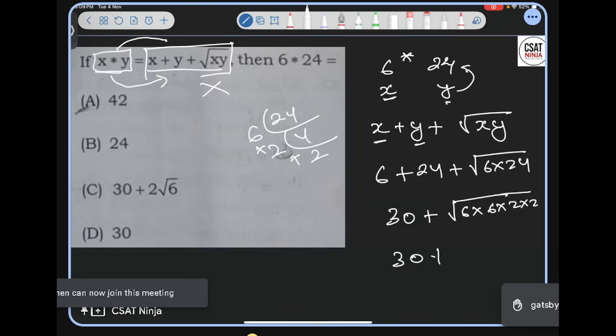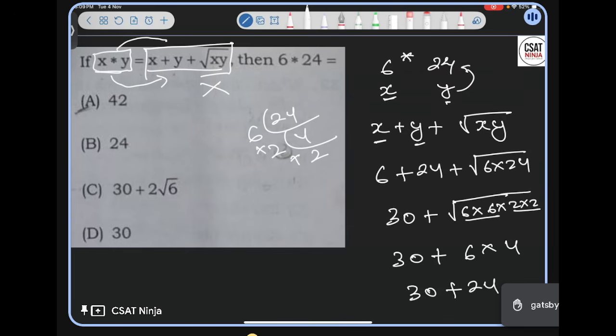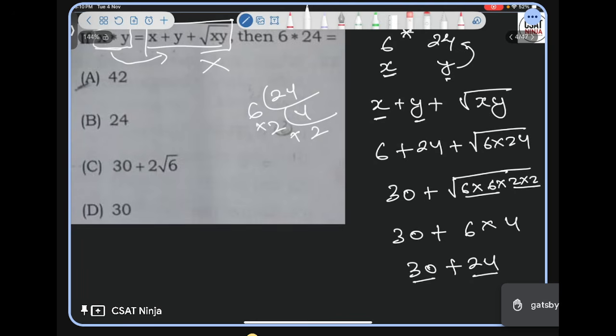So 30 plus, if a number is repeating 2 times, we can take 1 out. If a number is repeating 2 times, I can take another 1 out. So 30 plus 6 for the 24, and 2. Oh, sorry, let me make a correction here: 6 into 2 is 12. So 30 plus 12 means 42 is our answer, which is option number A. So that's the answer. I hope you are following me with this.